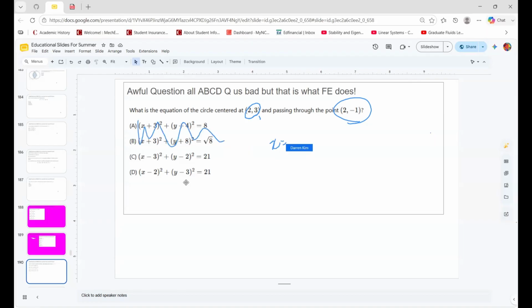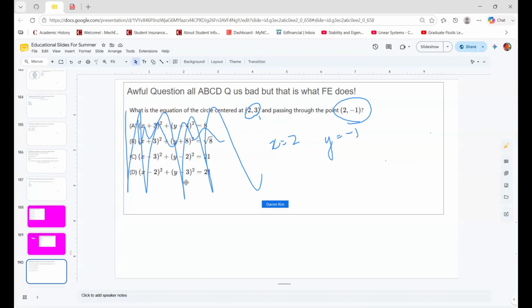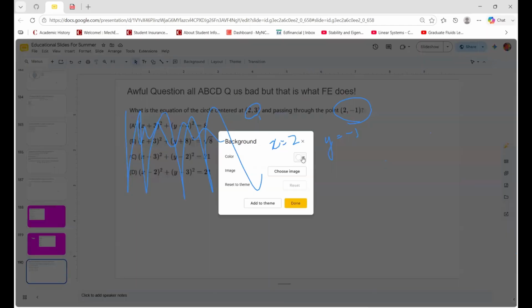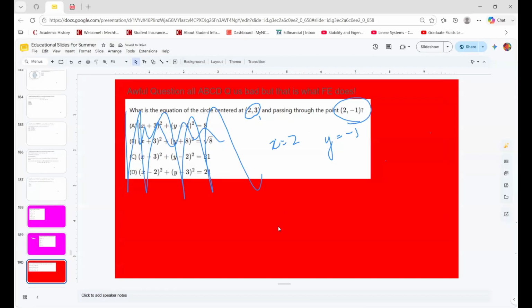And then x equals 2 and y equals -1, right? 2 minus -3 equals -1 squared equals 1 plus 3 squared. It equals 10 at most. What is wrong with this question? These are all wrong answers. No, this one's just plain out wrong. What is going on?